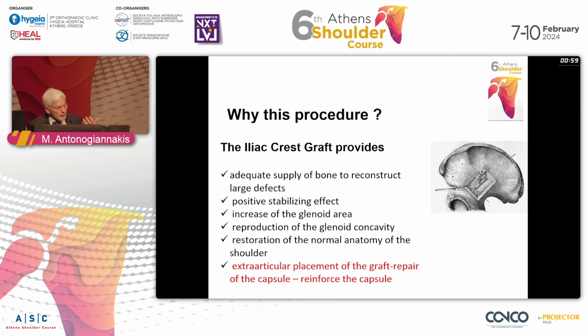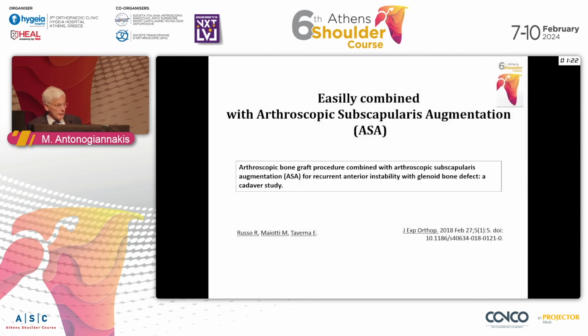And most of the time we use autograft from the iliac crest. Of course, we know about the donor site morbidity, but in our hands and in many other colleagues we discuss with, it's something that lasts for 2 to 3 weeks, and then practically there is no problem, even in very active individuals like runners and football players. And this technique can also be combined very easily with ASA. Already Raffaello Russo talked about this. We do it many times.